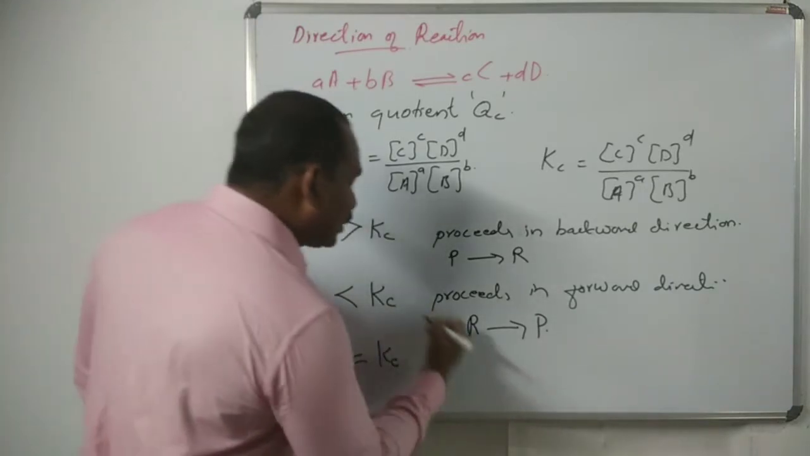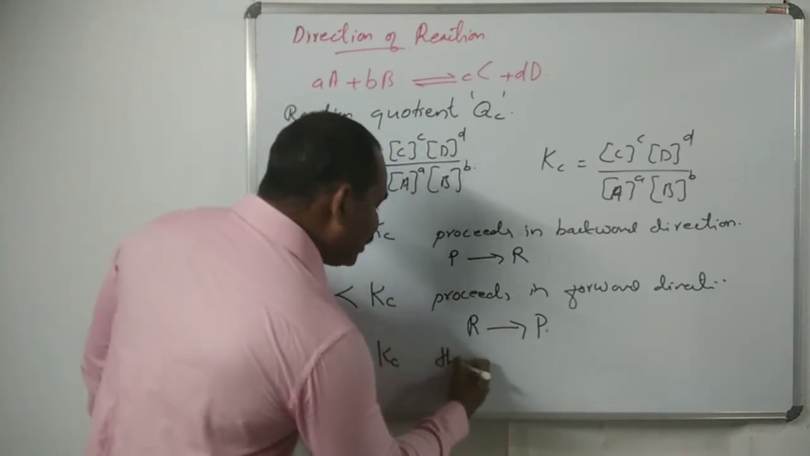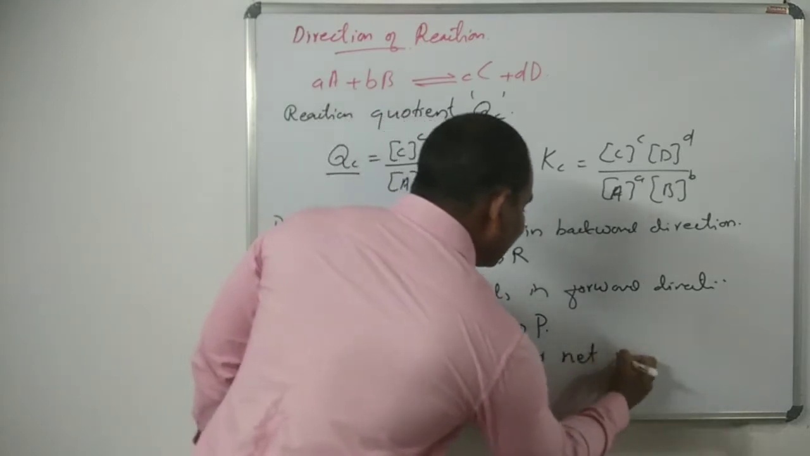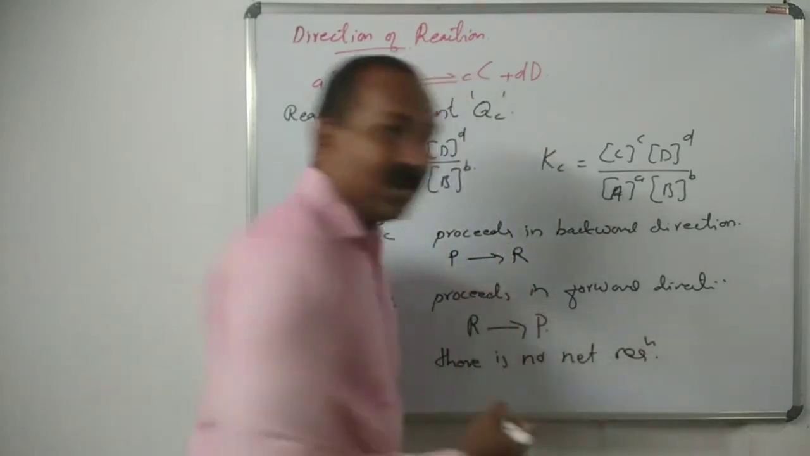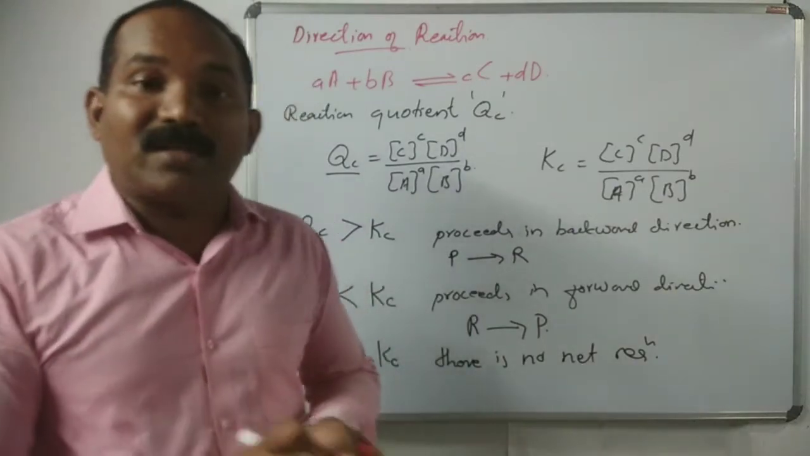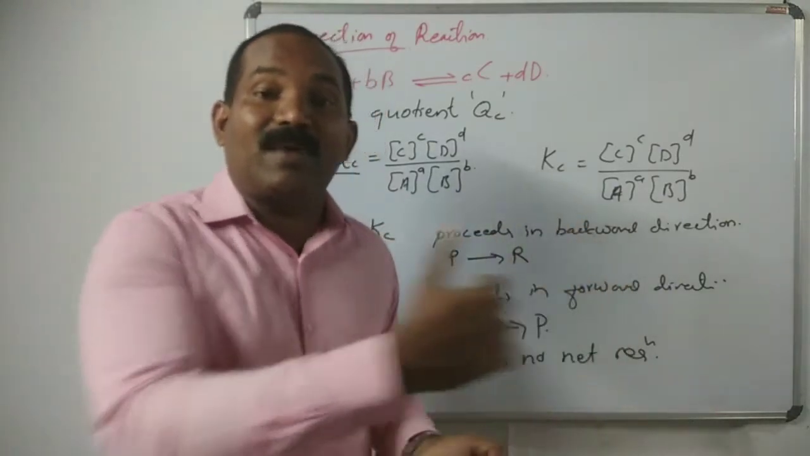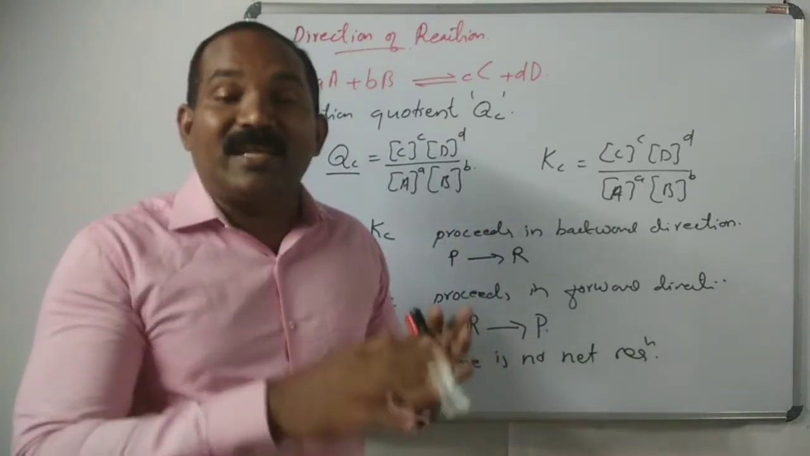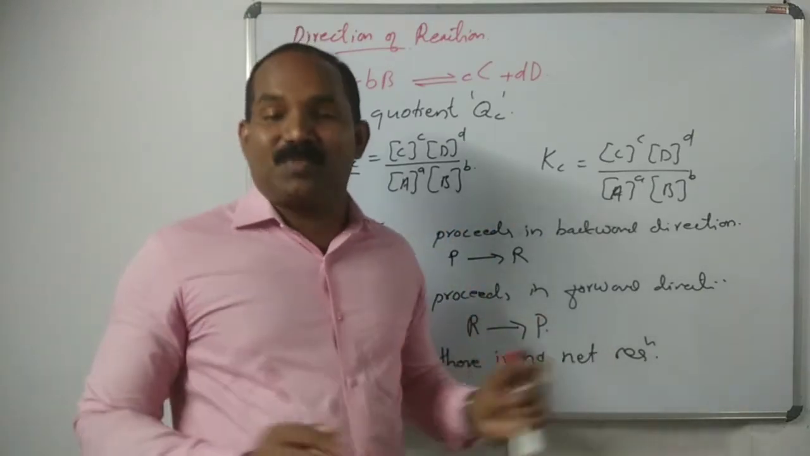And the third condition: if Qc is equal to Kc, there is no net reaction. Reactions are there, but the rate of the forward reaction and the backward reaction is the same, so the overall net reaction doesn't take place.